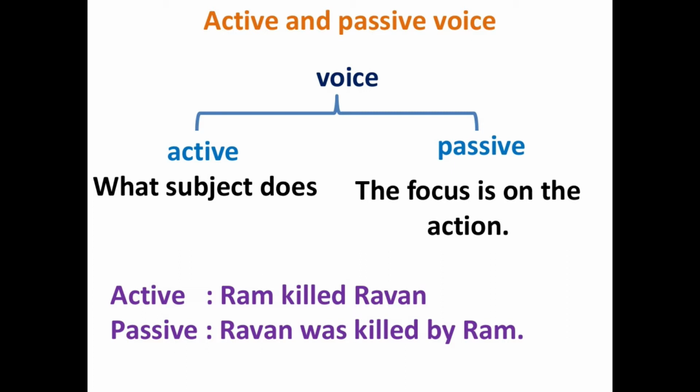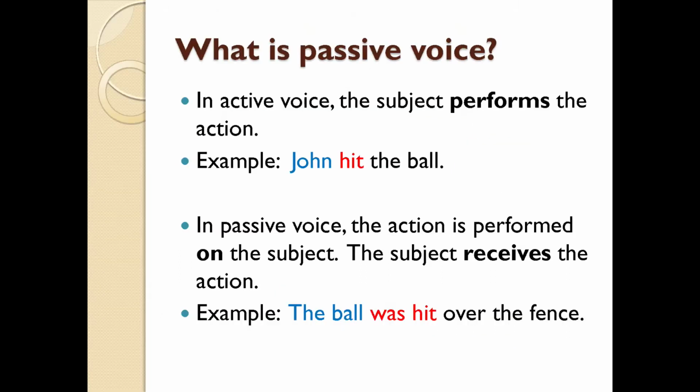Slide 2, please. What is passive voice? In active voice, the subject performs the action. Example, John hit the ball. In passive voice, the action is performed on the subject. The subject receives the action. Look at here. The ball was hit.